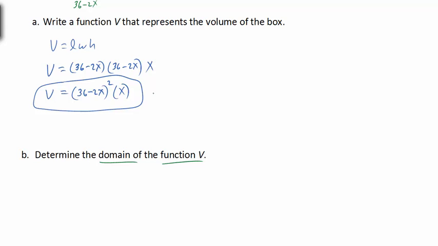But when we start thinking about this function as representing the volume of a box, then that's going to be a little bit different.